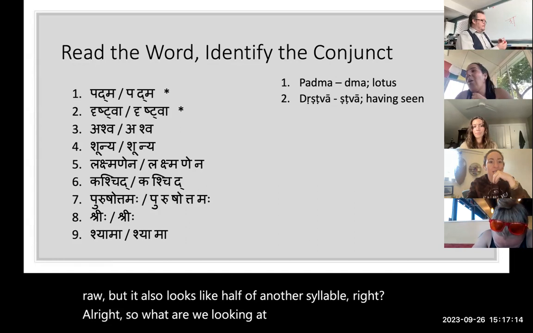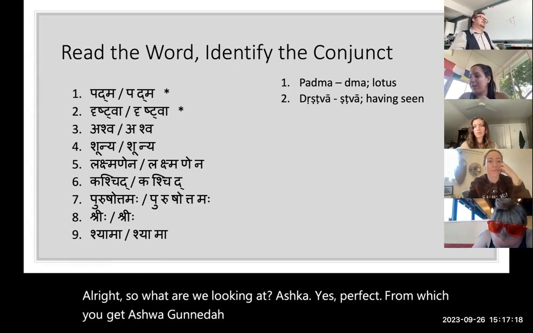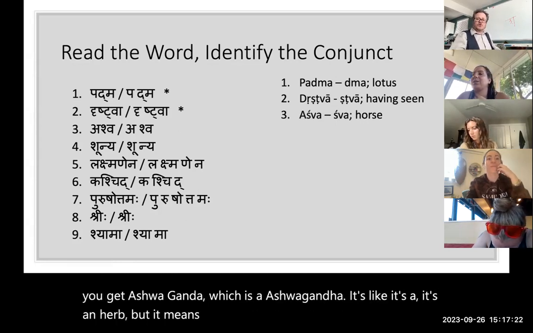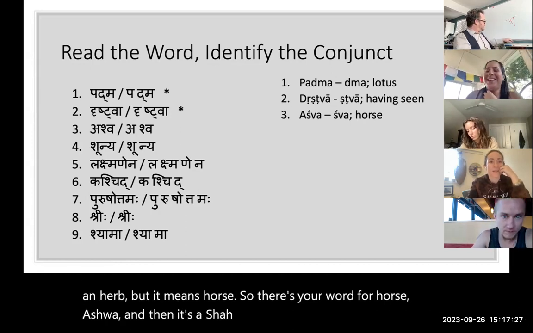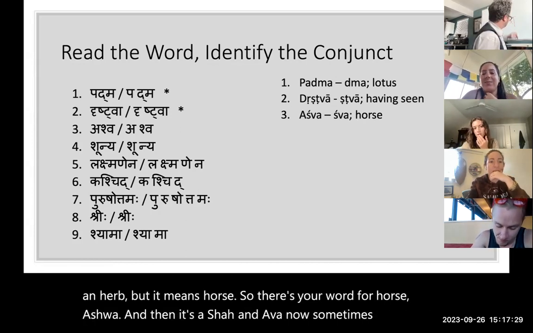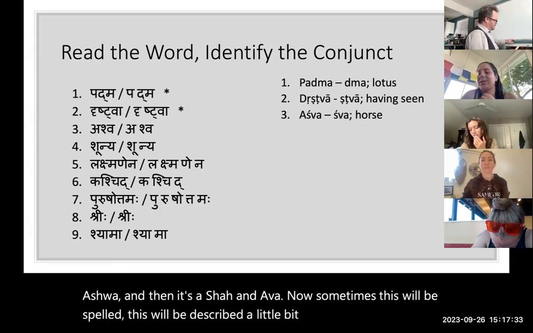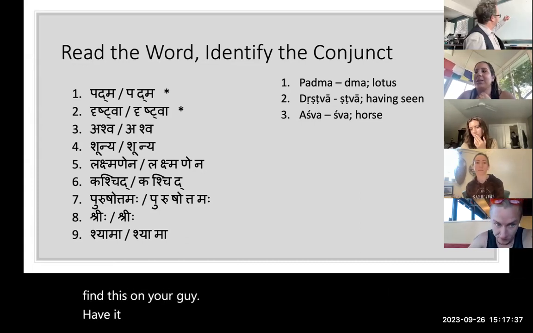Ashva. Yes, perfect. From which you get ashwagandha. It's an herb, but it means horse. So there's your word for horse, ashwa, and then it's a sha and a va. Now sometimes this will be described a little bit differently, and you can find this on your Guy Levitt sheet when it talks about regional variations.